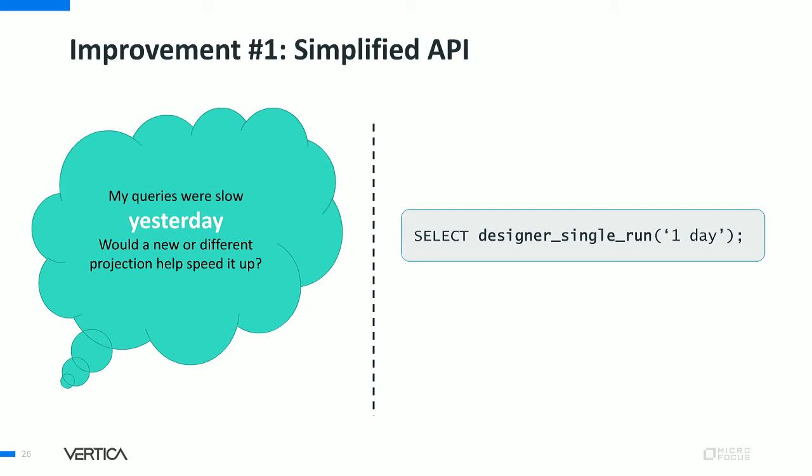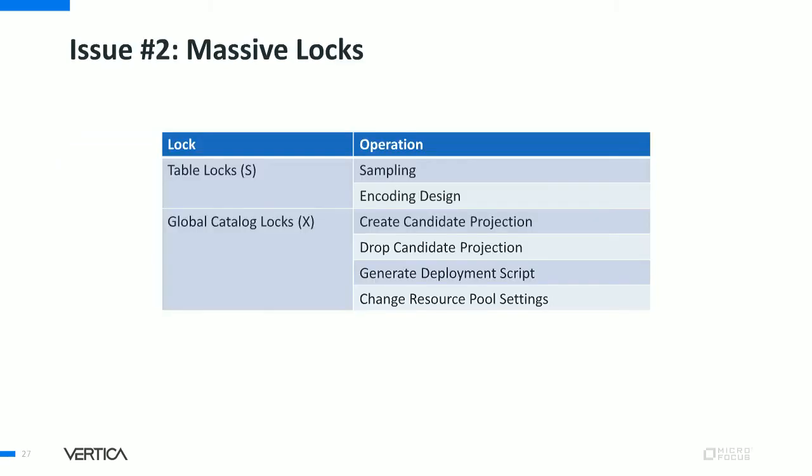The user doesn't need to provide anything else, because DBD will look up his query history within that time window and automatically populate design, run design, export projection design, and clean up. No user intervention needed. No need to have the documentation on the site and carefully write the script and debug. Just one function call, that's it. Very simple.